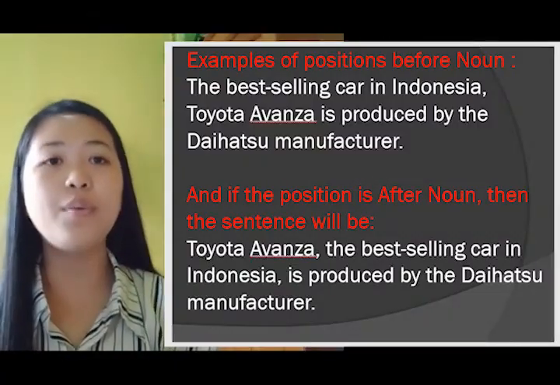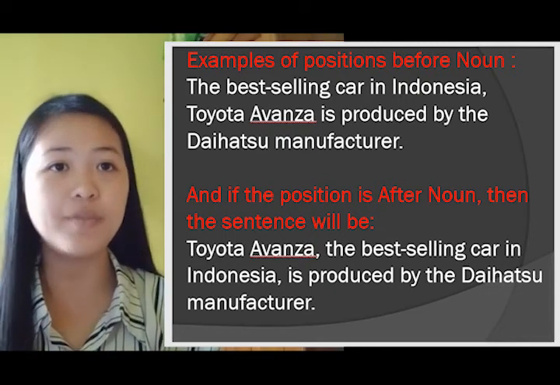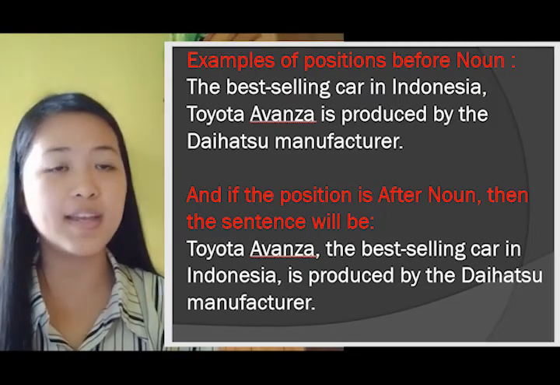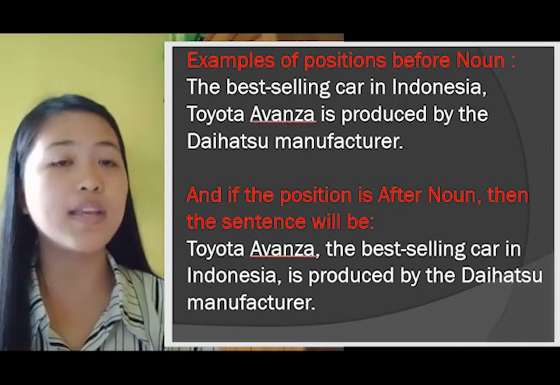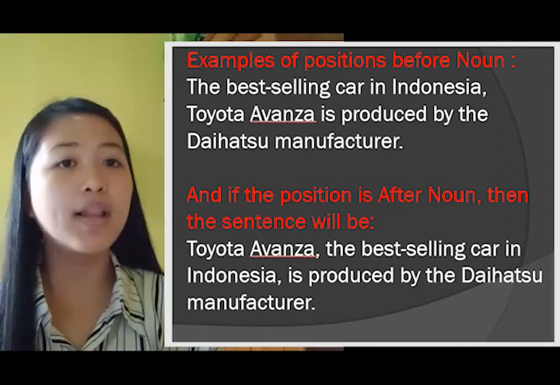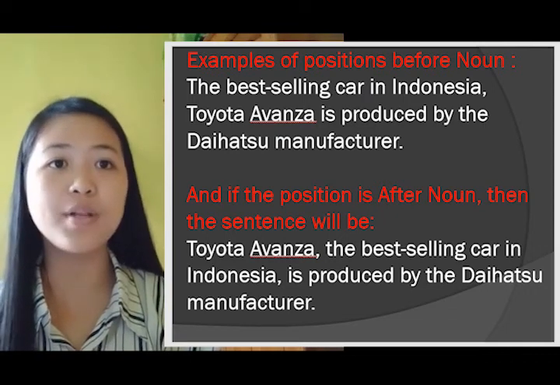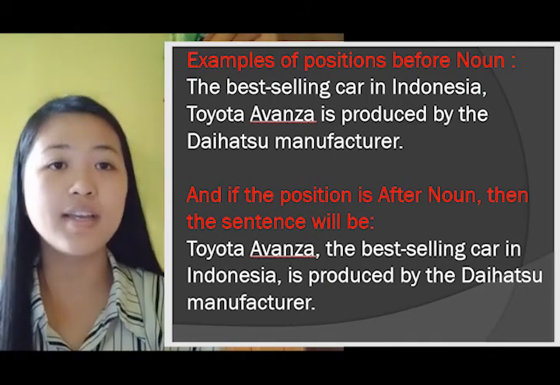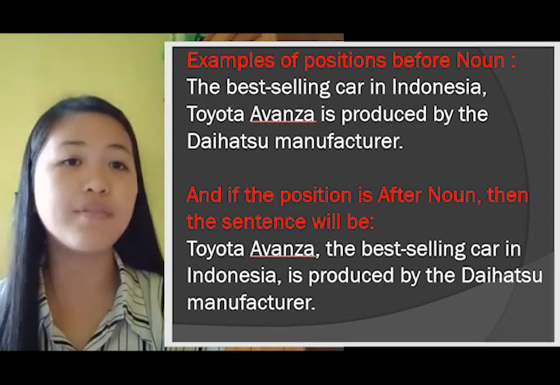Okay, I will explain about appositive position. The appositive is usually placed after the noun it describes, but may also come before it. Now, I will give you an example of position before the noun. The best-selling cars in Indonesia, Toyota Avanza, is produced by the Daihatsu manufacturer. While for a position after the noun, the sentence will be Toyota Avanza, the best-selling cars in Indonesia, is produced by the Daihatsu manufacturer. Okay, I will continue to explain.